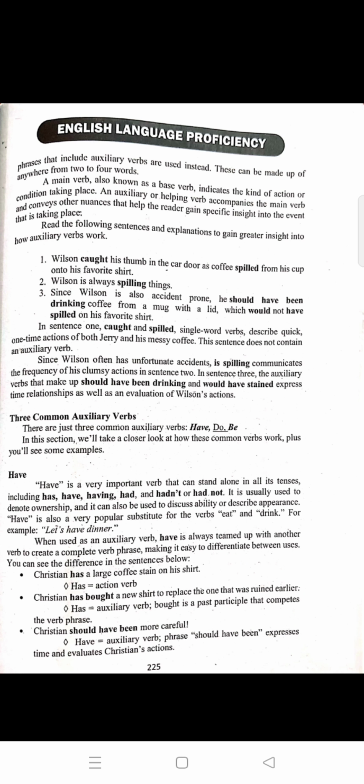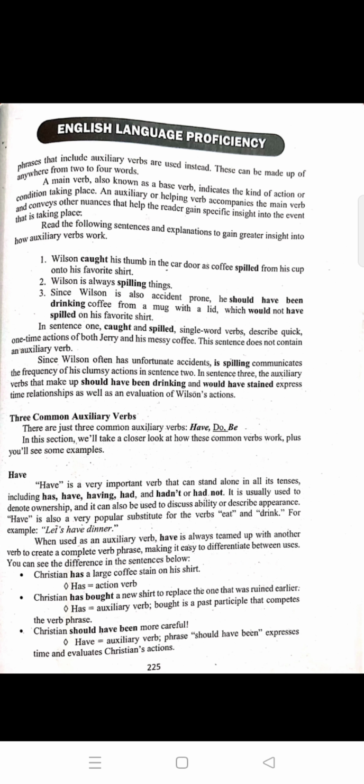So the first one does not contain any auxiliary verb, just main verbs. But numbers 2 and 3 do. In number 2, there is the word "always," which indicates frequency. And "should have been" and "would have stayed" express a time relationship, an explanation of cause and effect.